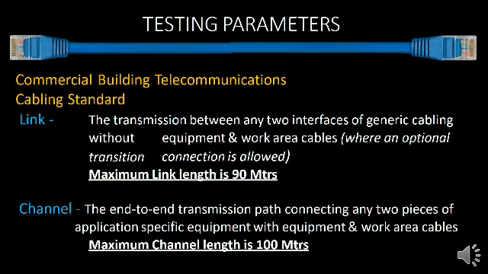Commercial Building Telecommunications Cabling Standard. Link: the transmission between any two interfaces of generic cabling without equipment and work area cables, or where an optional transition connection is allowed. Maximum link length is 90 meters. Channel: the end-to-end transmission path connecting any two pieces of application-specific equipment, with equipment and work area cables. Maximum channel length is 100 meters.